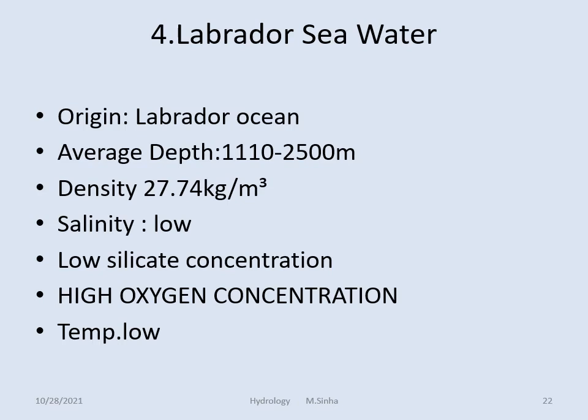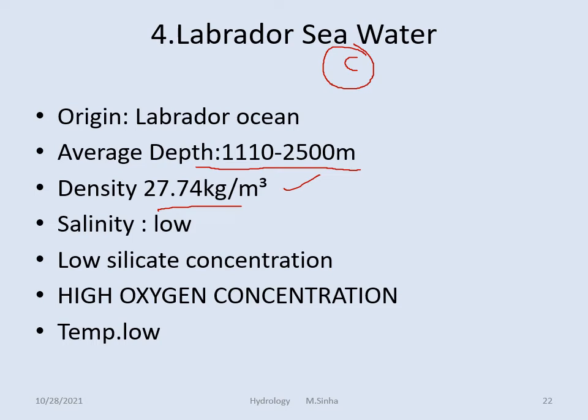Its average depth is quite high, comparatively high, that is 1,002 meter. Average density is comparatively high. This is cold ocean current. Cold water is more denser. So the density is comparatively high, that is 25.74 kg per cubic meter.